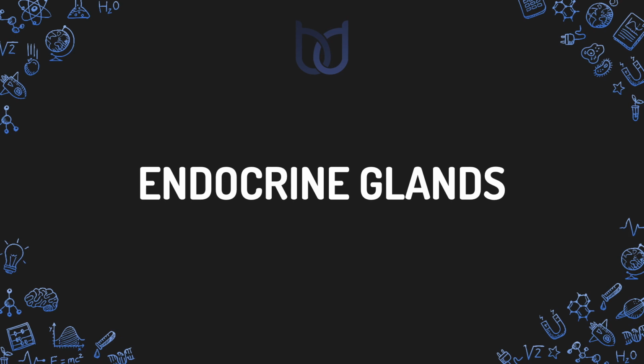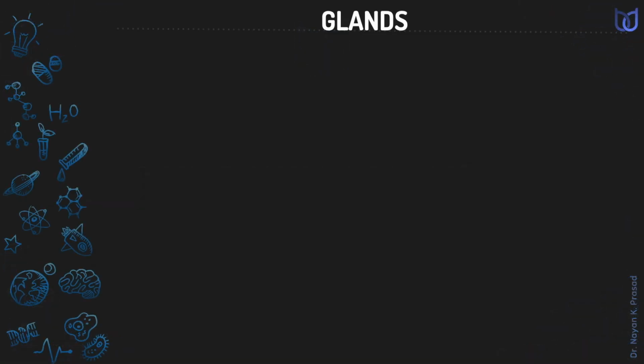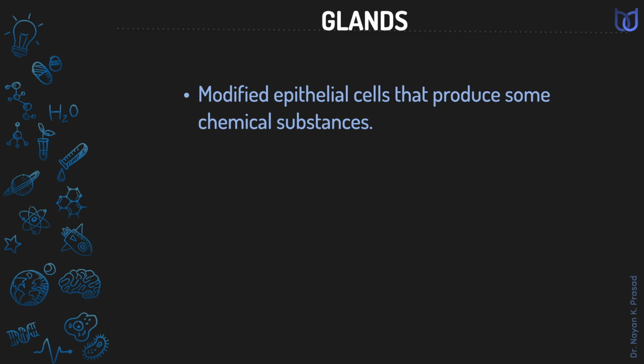Today we shall begin endocrine glands. Let us first talk about glands. What are glands? We can say glands are modified cells or group of cells that produce some secretions. In fact, these are specialized epithelial tissues. There are a large number of glands inside our body.